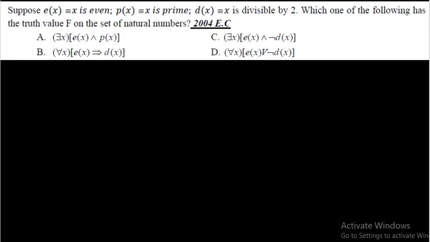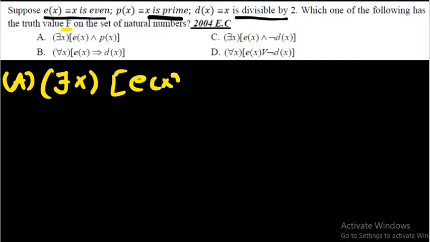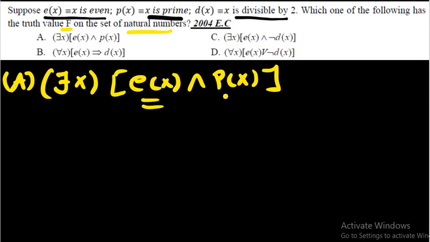When you go to the next question, suppose E of x is even, P of x is prime, and D of x is divisible by 2. Then which one of the following is false? Choice A, it says there exists x, E of x and P of x. What does this mean? The domain is natural numbers. There is a natural number x which is even and at the same time prime. Yes, that number is 2. The number 2 is even and prime, which is correct.